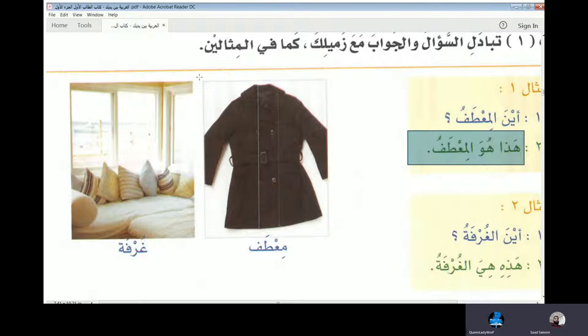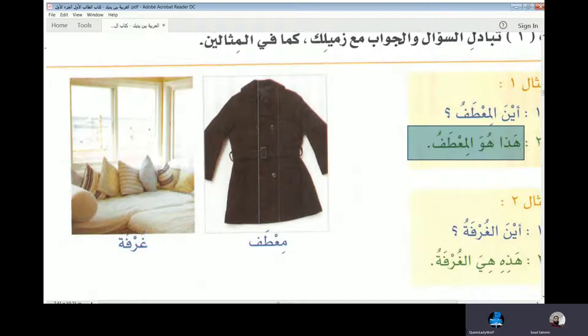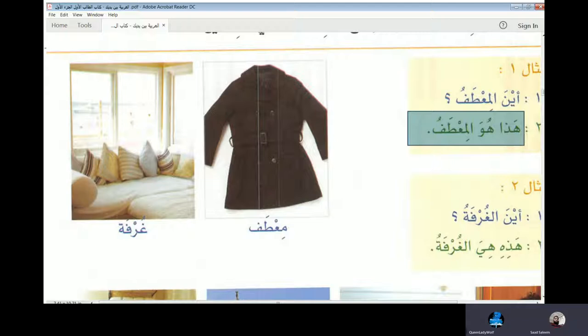So aina almitafu, and haza huwa almitafu. So where is the coat? And this is the coat. Huwa means it in this sentence. Huwa equals it. So haza huwa almitafu: this is the coat.